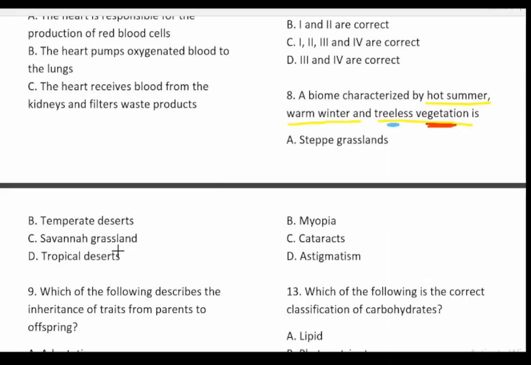The deserts are environments that do not have vegetation at all. So those are ruled out of our options. So we have the savanna grassland and then the steppe grassland. Now the savanna is basically found in environments that are majorly grassland and they are hot. Savannas are majorly close to the deserts, so they do not really have winter. So the answer to our question here is going to be the steppe grassland.